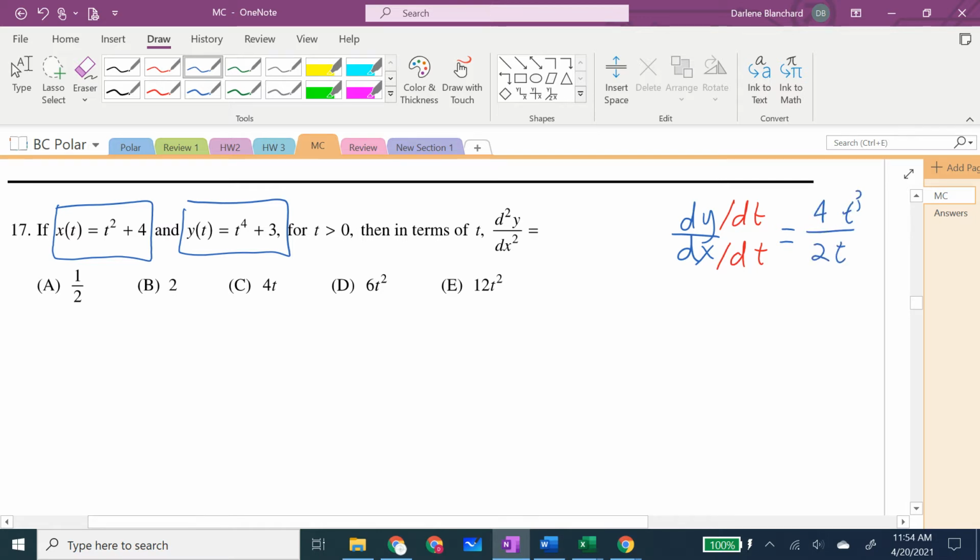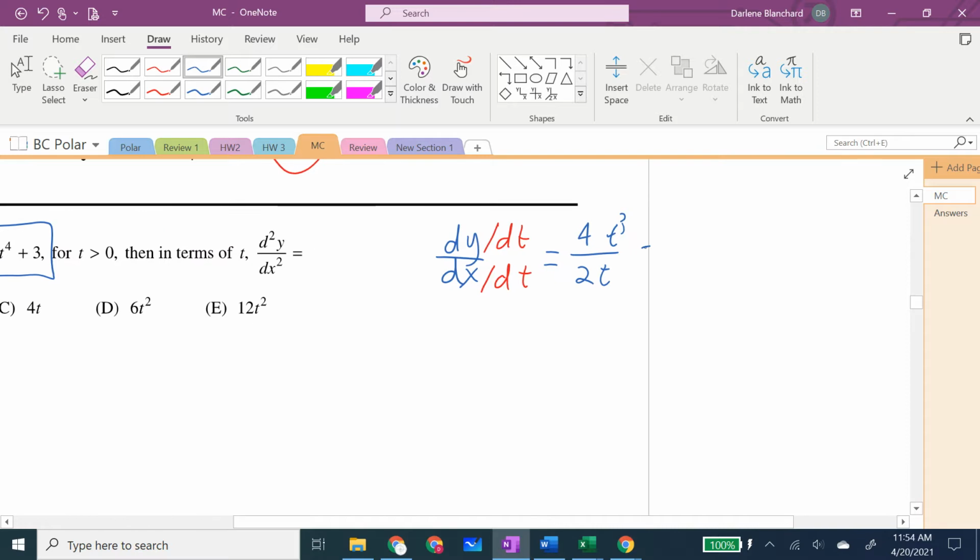Hey, let's simplify that. Oh, look at it. It's so cute. It's just 2t squared. How about we just take the derivative? It's 4t and be done with it. Oh, no. That's the mistake they're wanting you to make.